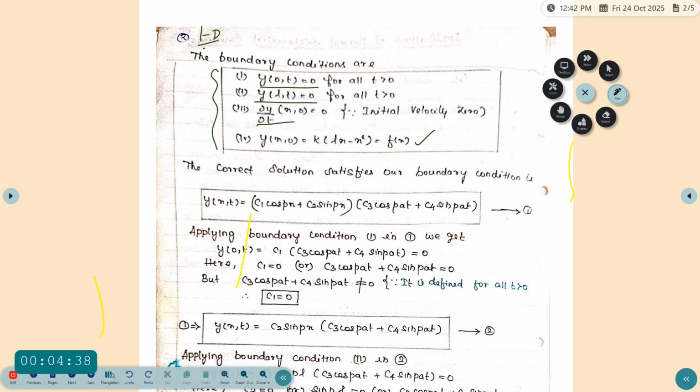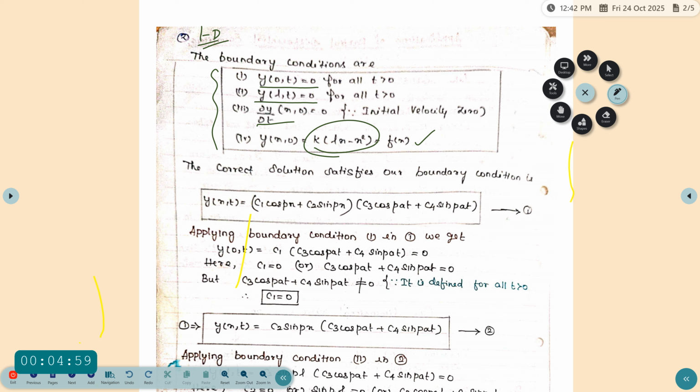We have to memorize all these conditions. First condition: y of (0, t) at x equal to 0 has value 0, at x equal to L has value 0, and no velocity is given, so velocity is assumed to be 0. At last, the displacement is given by k into (Lx minus x square). This function is considered as f of x.